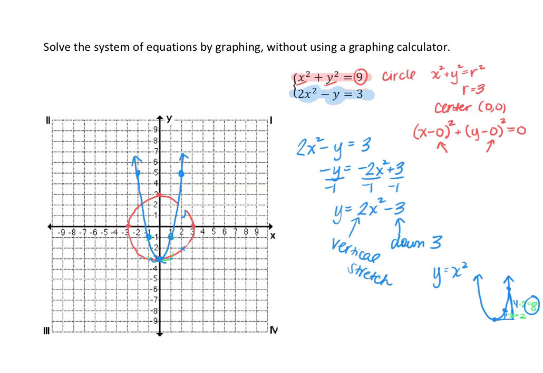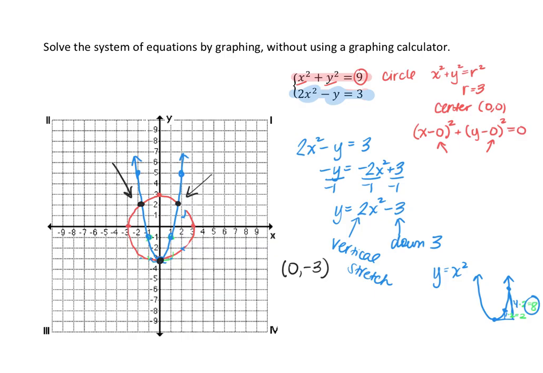So graphically, we can see that we have a total of 3 intersections. We have one here, and then the vertex intersects the circle at the bottom. So we can say with certainty that we know (0, -3) is one of our solutions. But these other 2 solutions, you're just going to estimate those based off of your graph.